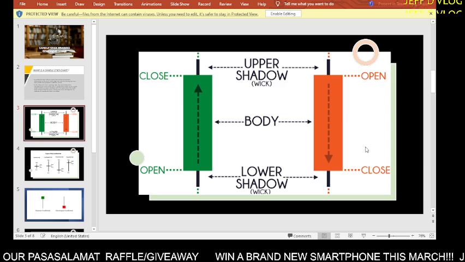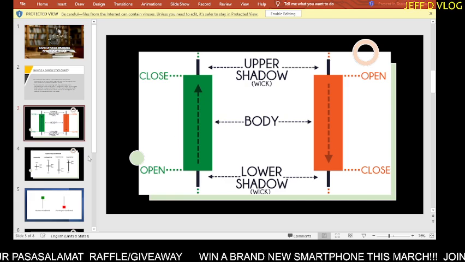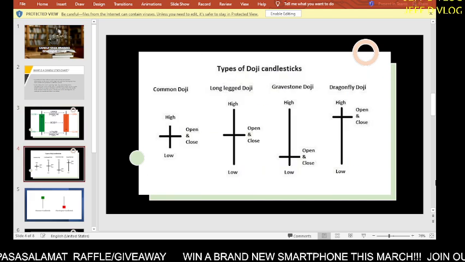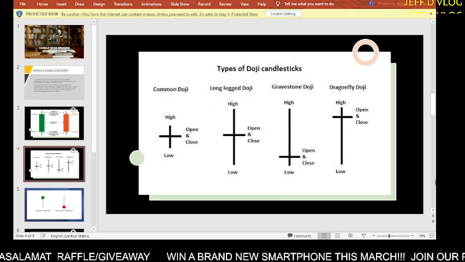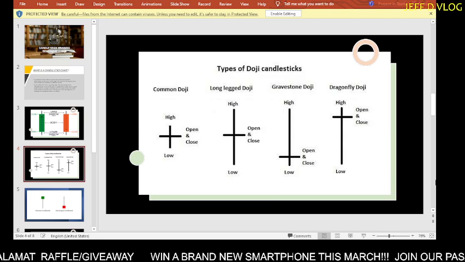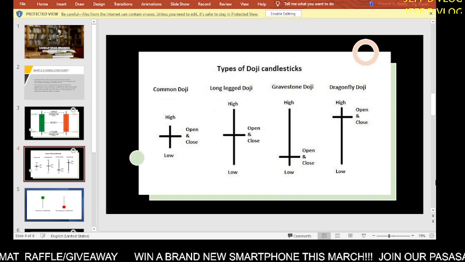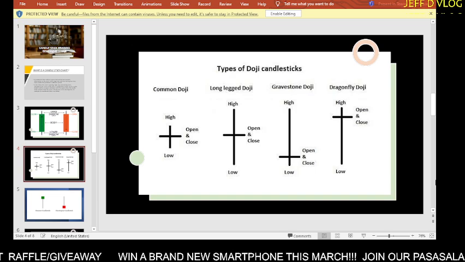Okay. So let's move on to our Doji candlesticks. These are candlestick patterns.